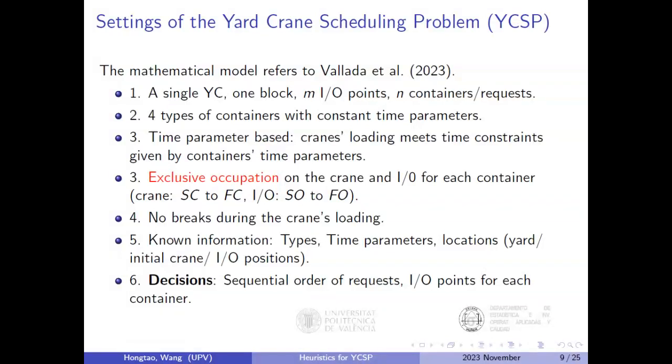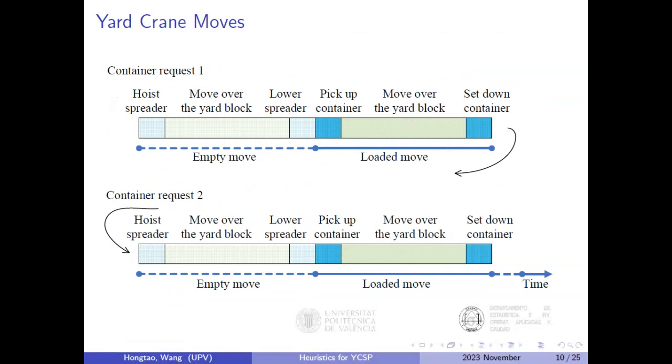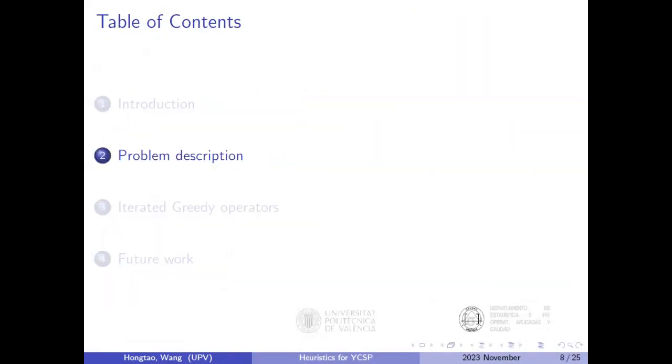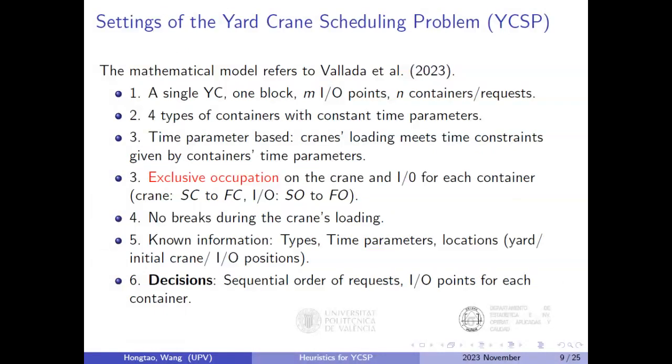And more importantly, we have an exclusive occupation. As what I showed you before, here we have input-output points and we have one yard crane. That's to say, for any time, one input-output point can only hold one container. At any time, the yard crane can load only one container. That is the exclusive occupation.